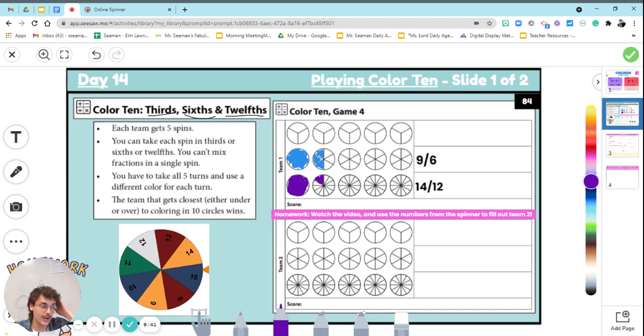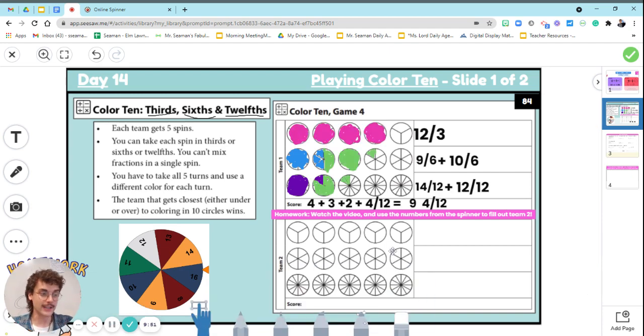And now I'm going to go 3 more times off screen. And I'm going to show you what my results are. And then you are going to go ahead and play this game yourself. All right, so I just created my 5 different turns, and I got a total of 9 and 4/12. So I had 9 circles and I had 4/12 filled in. So I was missing 8/12. I was 8/12 away. Let's see how close can you get.